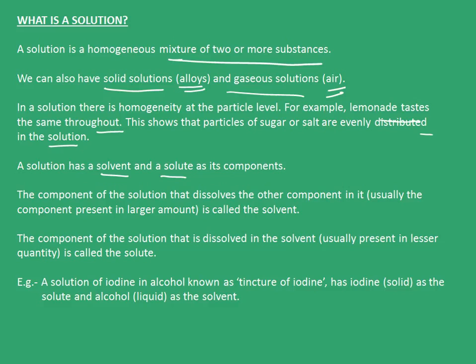The component of a solution that dissolves the other component in it, usually the component that is present in higher amount, is called the solvent, which is water in case of lemonade. The component in the solution that is dissolved in the solvent, which is usually present in lesser quantity, is called the solute, which is sugar in case of lemonade. The other example can be a solution of iodine in alcohol, also known as the tincture of iodine. In this, iodine is the solute and alcohol is the solvent.